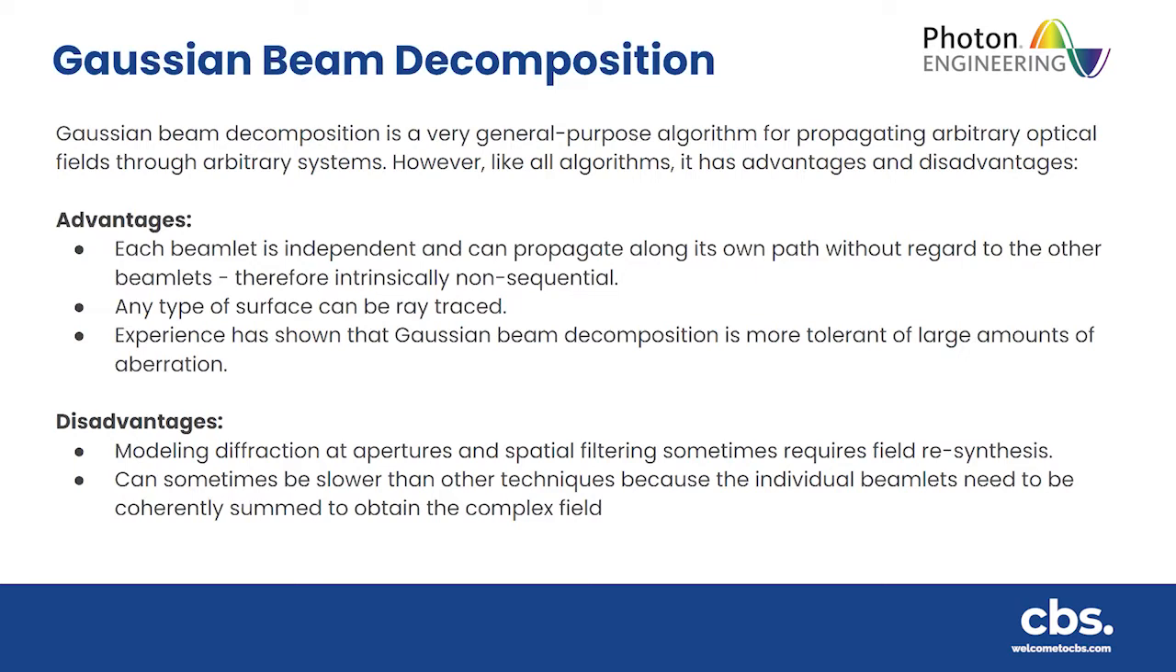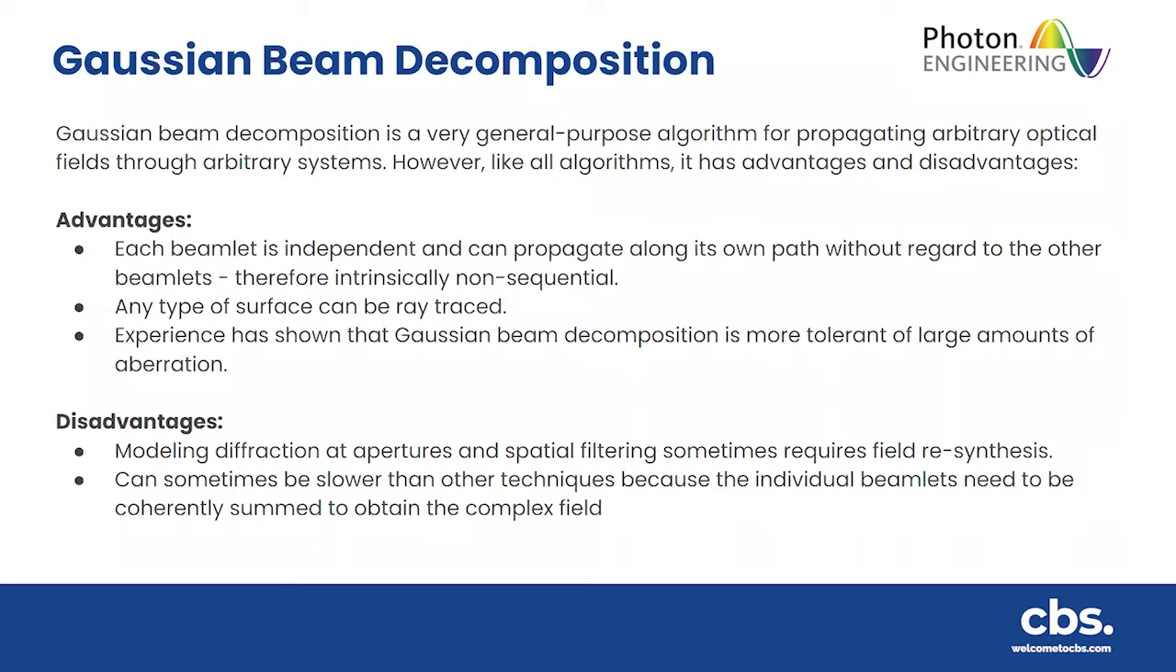And then the disadvantage of Gaussian beam decomposition is it gets a little bit more troublesome if we have very small apertures and it's clipping the field, because sometimes that requires us to resynthesize or resample the beam into a new set of smaller Gaussian beams. And that will become clearer as we go through the slides today.